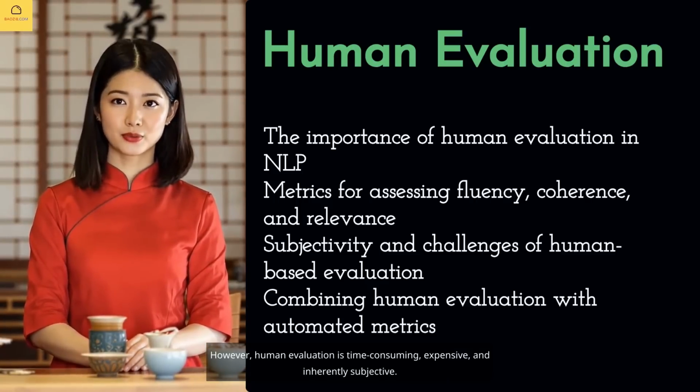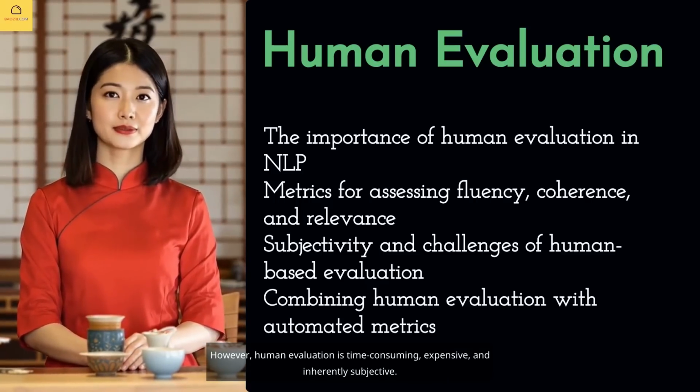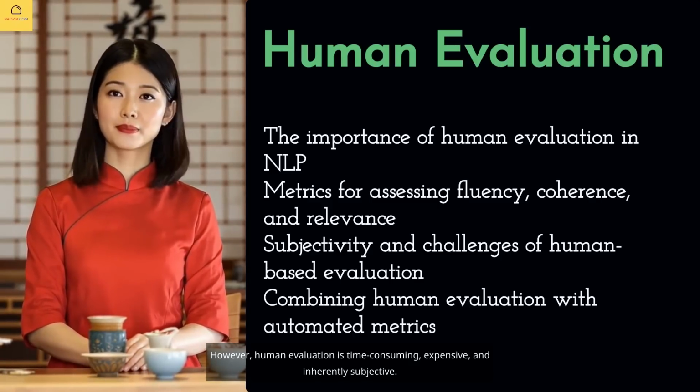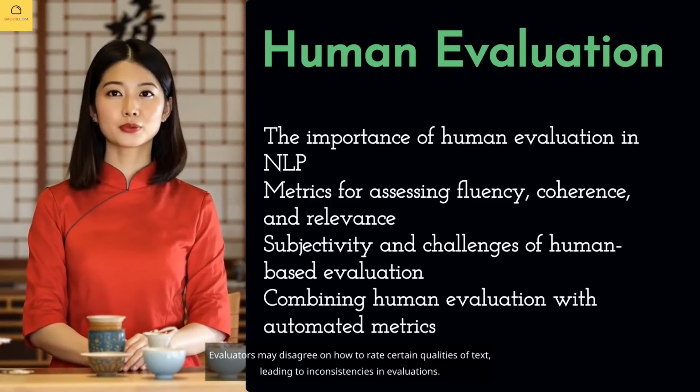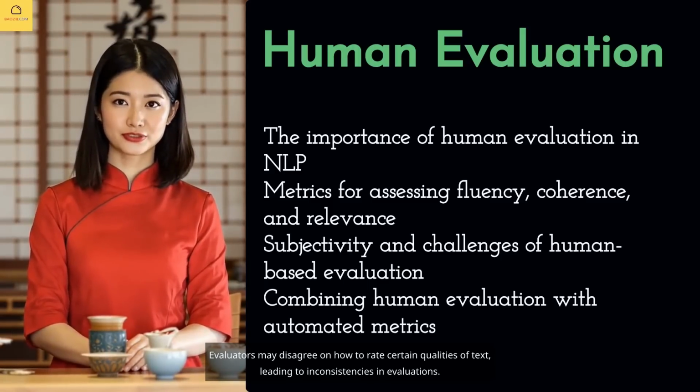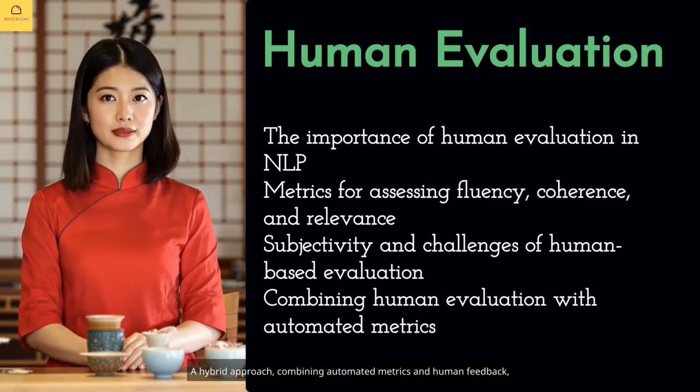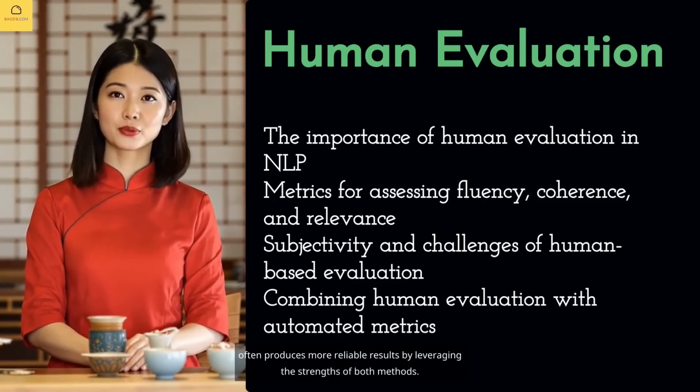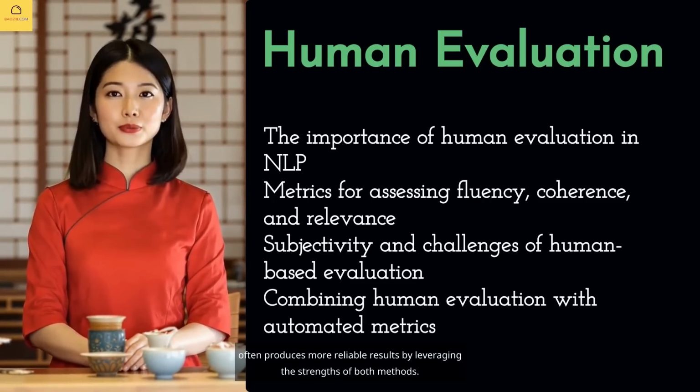However, human evaluation is time-consuming, expensive, and inherently subjective. Evaluators may disagree on how to rate certain qualities of text, leading to inconsistencies in evaluations. A hybrid approach, combining automated metrics and human feedback, often produces more reliable results by leveraging the strengths of both methods.